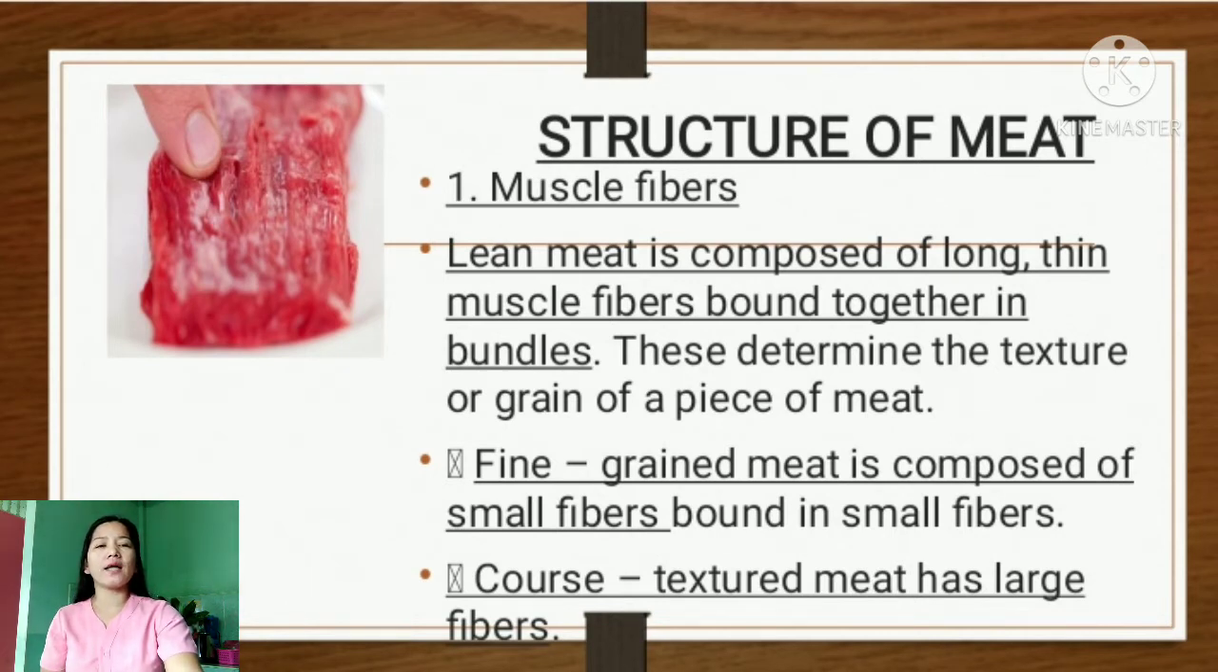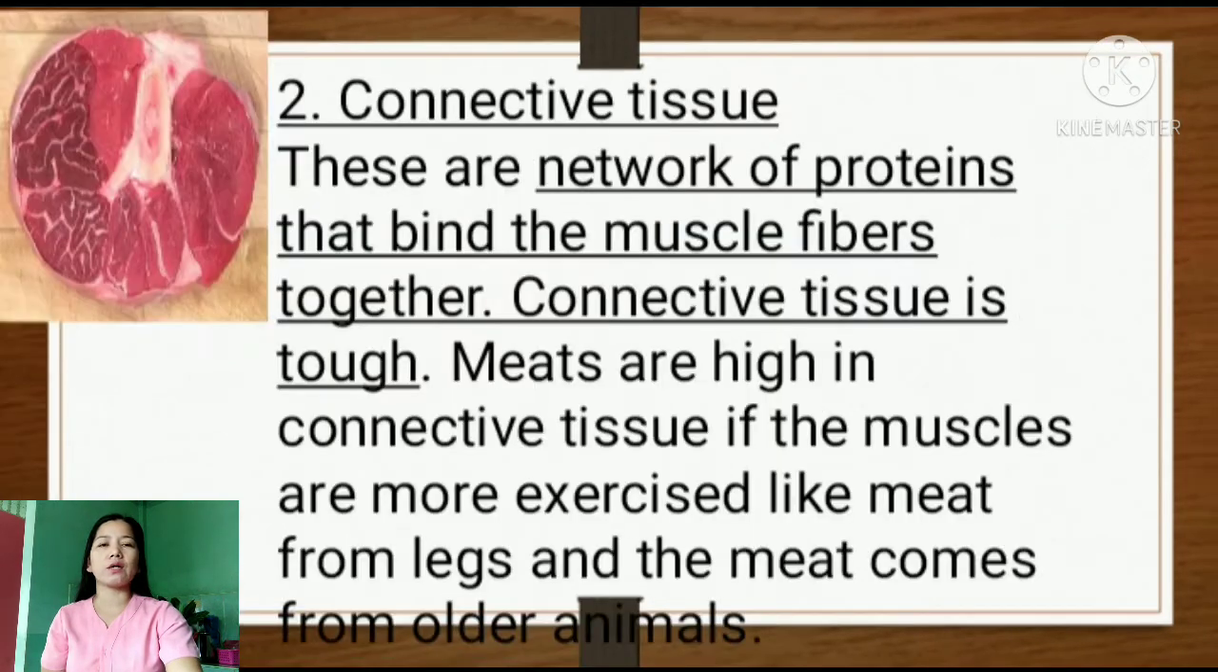Okay, the second structure of meat aside from muscle fibers ay tinatawag natin connective tissues. Yung connective tissue, sabi nga natin sa Tagalog ay gatil. Connective tissues, these are networks of protein that bind the muscle fiber together. Connective tissue is tough, matigas.